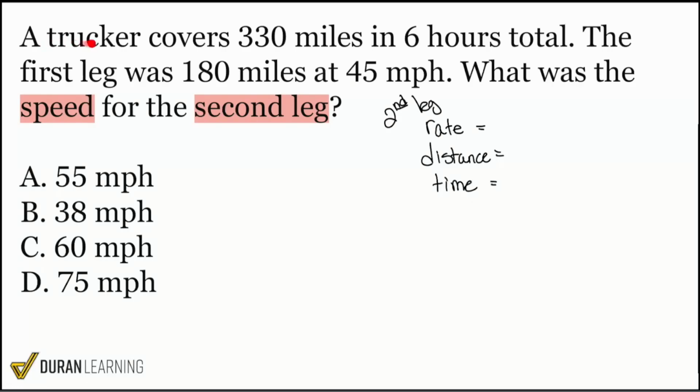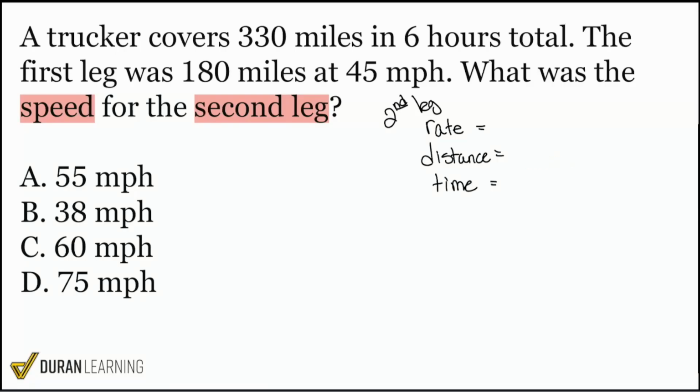Because when we read this first part here, it says a trucker covers 330 miles total. Not the first leg, not the second leg, but total. And then the 180 miles, that refers to the first leg. So we cannot assume that, hey, we can use either of those, but instead we are going to use those clues to get the distance for the second leg.